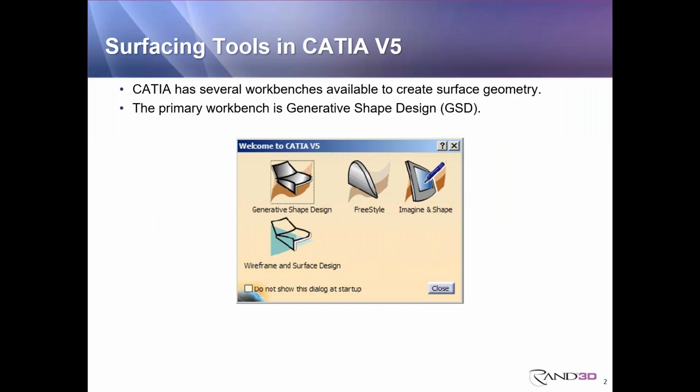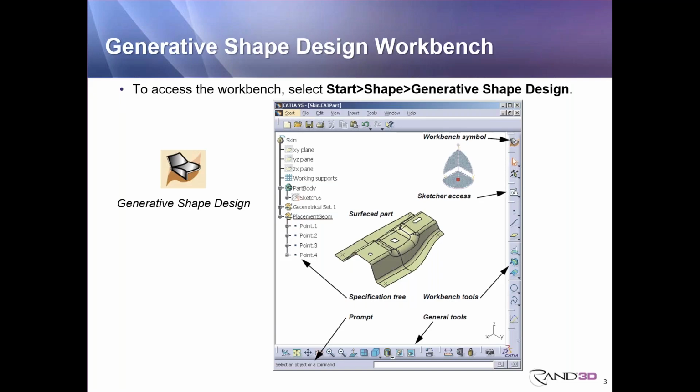So first off, CATIA has several different workbenches that allow you to create surface geometry. The primary workbench is the generative shape design workbench. With the generative shape design workbench, or GSD workbench, we have access to many surface creation options, but specifically we're going to cover the adaptive sweep tool.